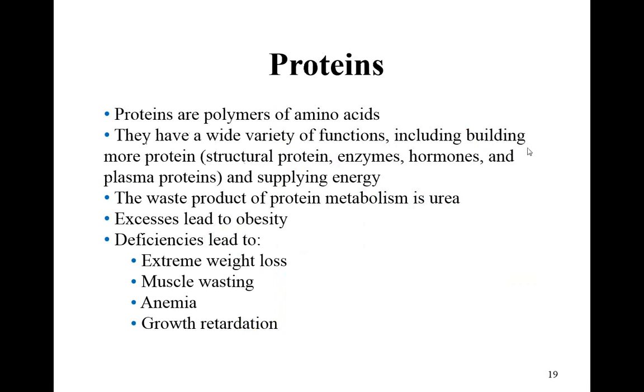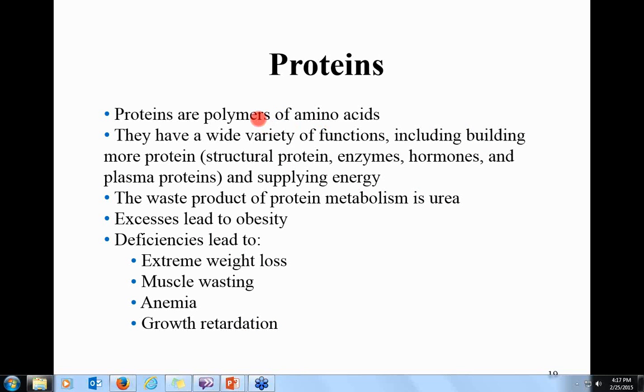Proteins. Again, these are the last of the macronutrients. And, well, we are pretty much machines made of proteins, so they do an incredible amount of stuff. The waste product in protein metabolism is urea. It's usually lost through the urinary system. Excesses can lead to obesity. Deficiencies could be weight loss, muscle wasting, anemia, and a slowness of growth.